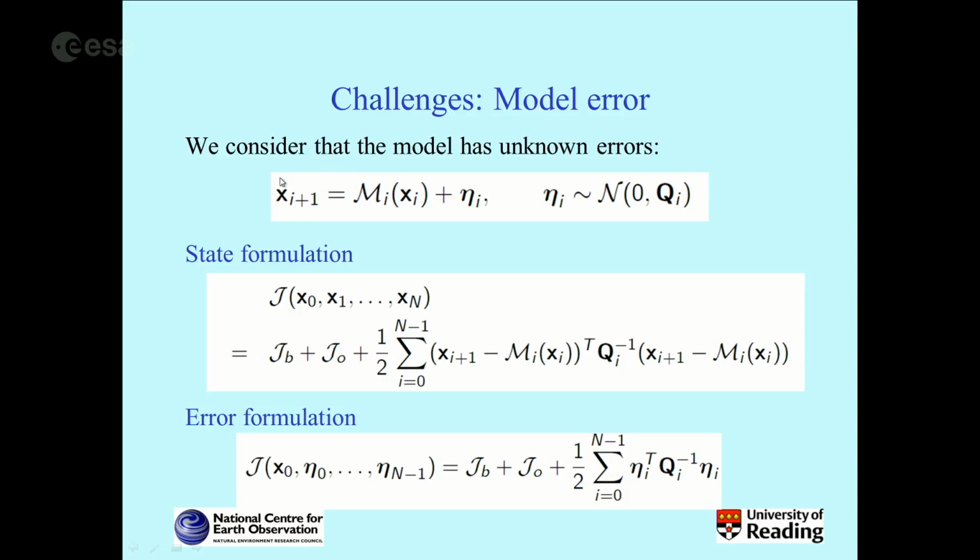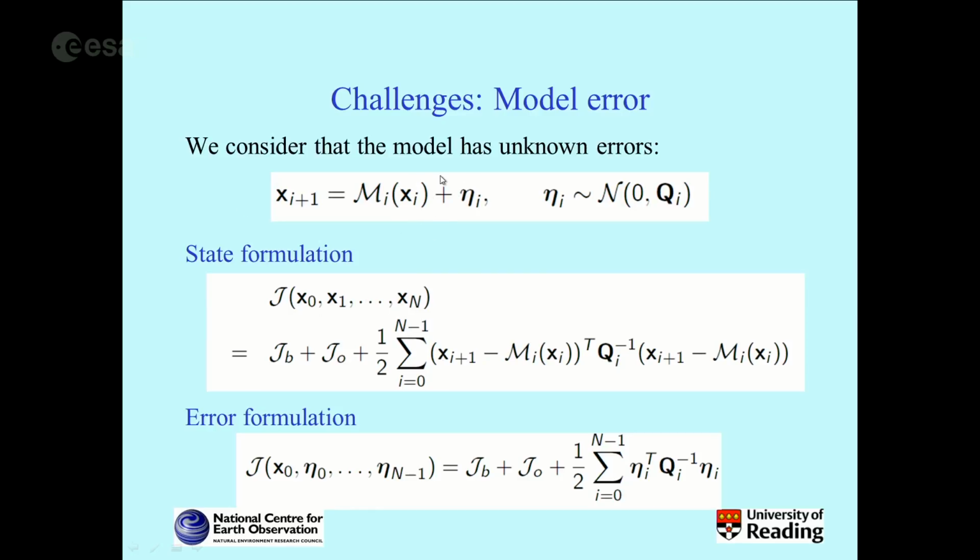So can we account for that in the 4D-Var in the same way we did in the Kalman filter? One thing we can do is assume that our state at time i+1 is equal to our model at time i applied to the state at time i, but we assume there's some error, eta. We don't know what the error is, but as with the Kalman filter, we assume it's normally or Gaussian distributed, with a mean of 0 and a known covariance. And then what we can do is try to estimate it.